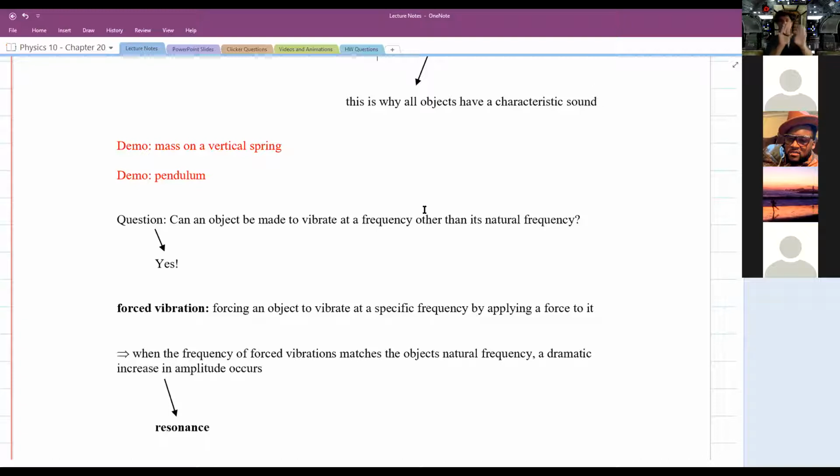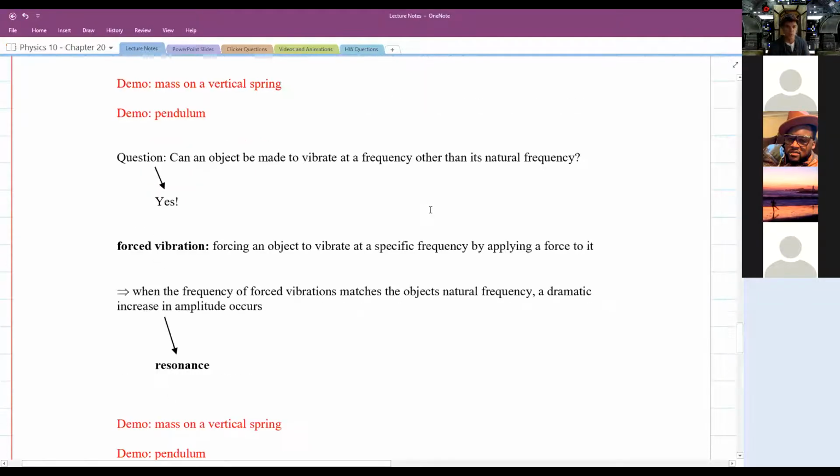If I exert a force and I push the swing at a given frequency, I can cause it to oscillate at a different frequency than it normally does. We call this forced vibrations. This is me forcing an object to vibrate at a specific frequency by applying a force to it. Here's the thing. Let's imagine the swing going back and forth. If I'm not paying attention and I'm just randomly pushing, sometimes I might be causing the swing to go higher if I time my push just right.